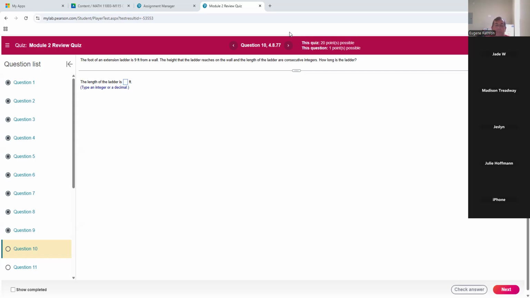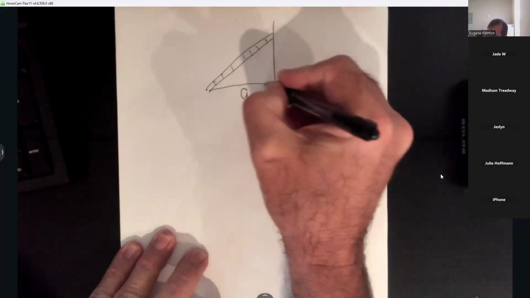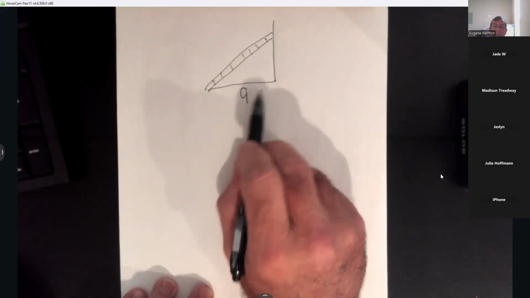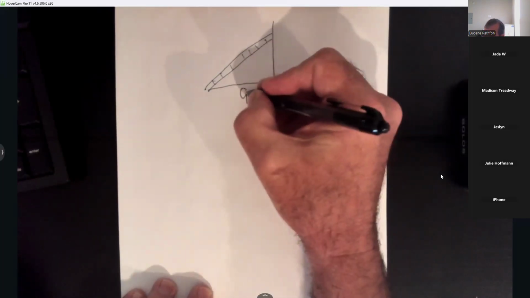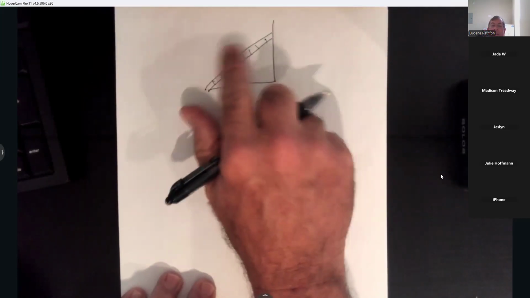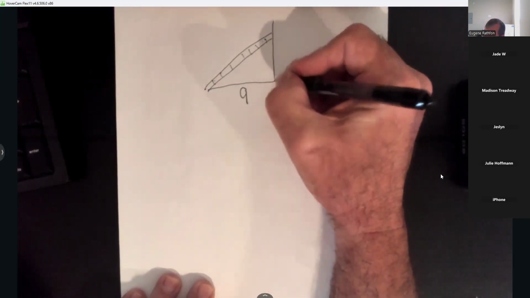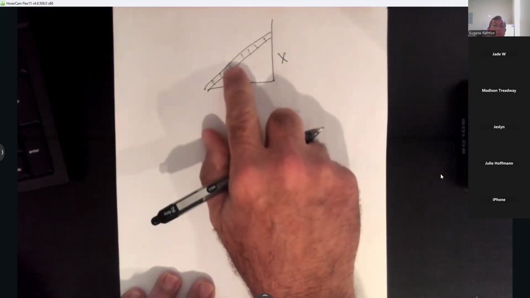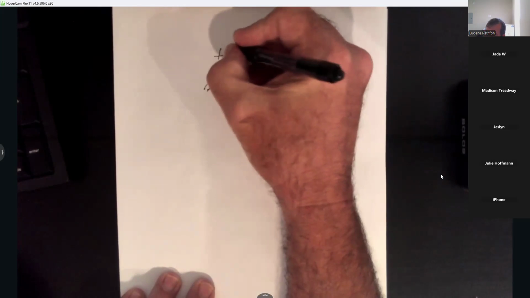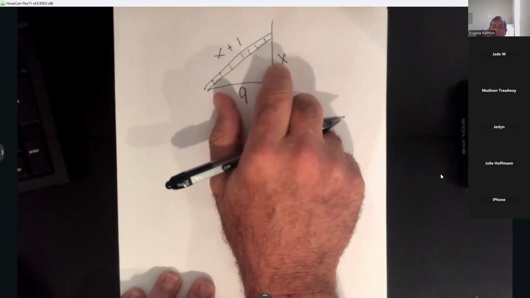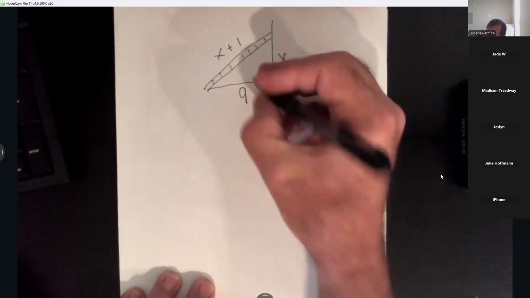Now, on this one, I'm going to tell you all the truth. The only difference between mine and yours is this distance right here. Mine was 9 feet from the wall. So that's the only difference y'all will have, because everybody's is consecutive integers. Consecutive integers means if the height the ladder reaches on the wall is x, then the length of the ladder is going to be x plus 1. So everybody will have an x here and an x plus 1 there.